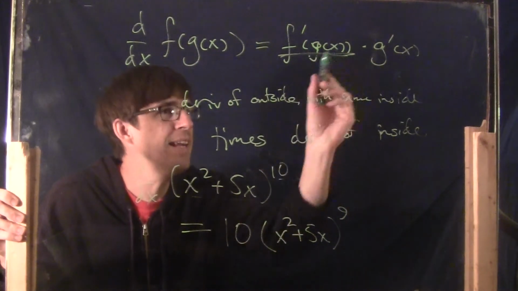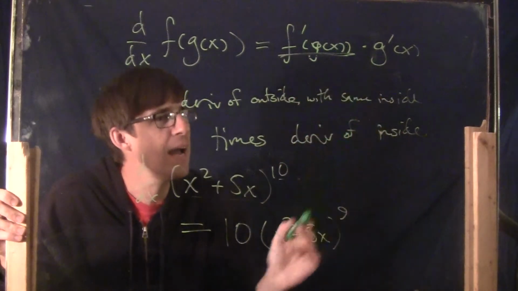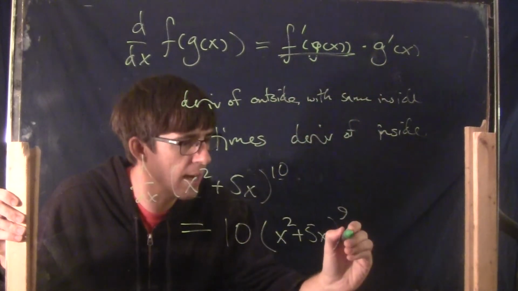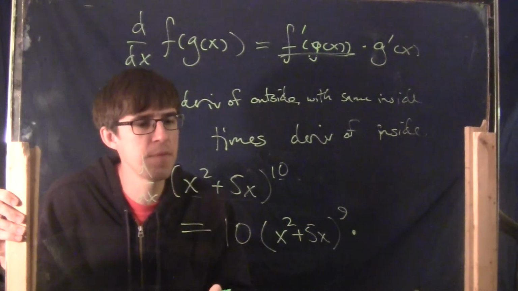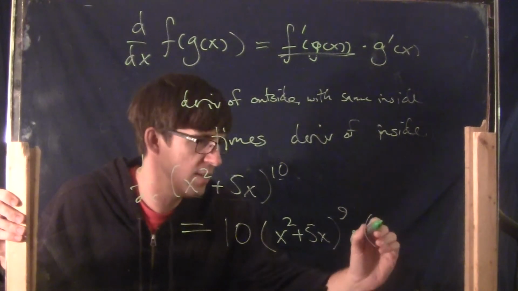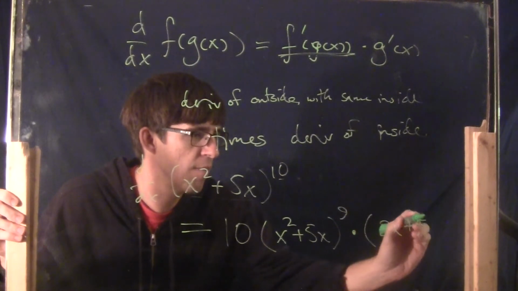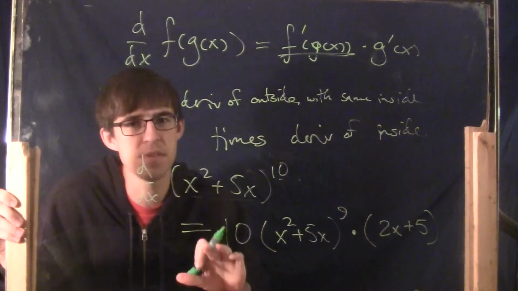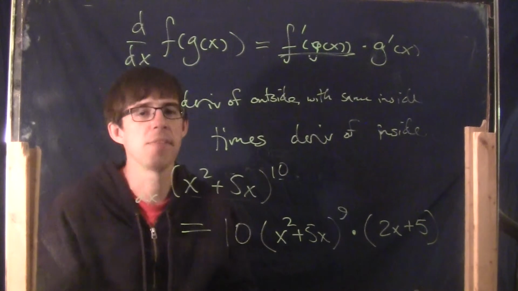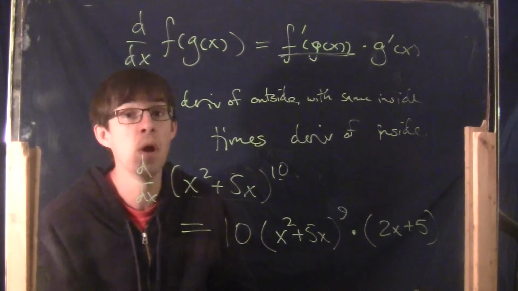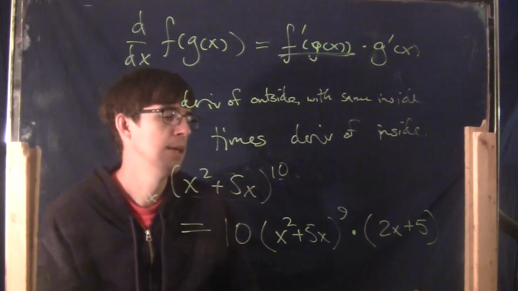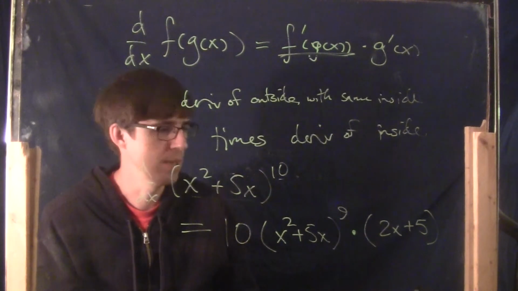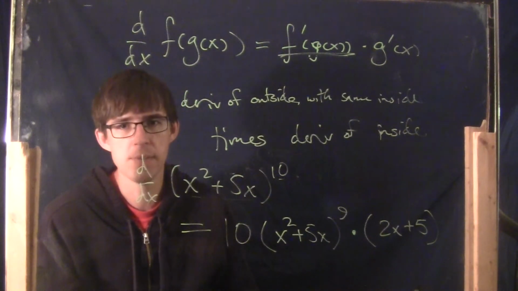All right, and then, that was just this part, then times the derivative of the inside. Times, what is the derivative of the inside? The derivative of x squared plus 5x is easy. That's 2x plus 5. And that's the answer. This is the derivative of that thing right there. All right, this is how you do the chain rule. I hope you put those parentheses there. It is necessary. It'll be different if you leave out those parentheses.